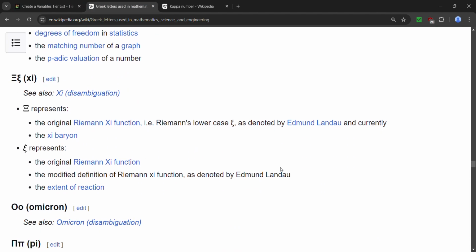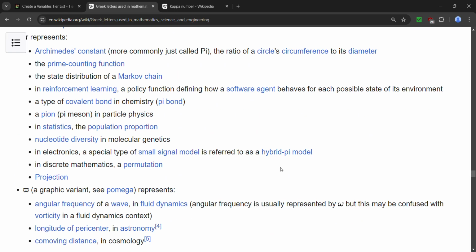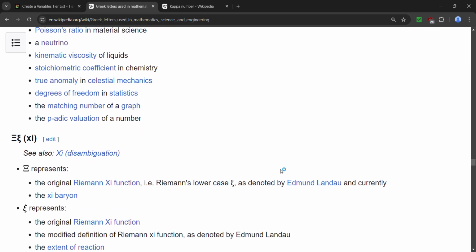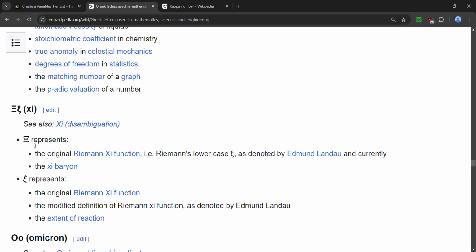Okay, chi, or however you pronounce it. I think it's chi. Sorry, I'm just looking ahead a little bit. Okay, capital chi with the three lines. I've never seen anyone use that.